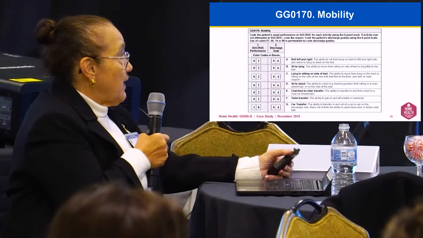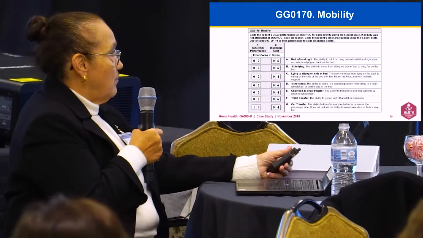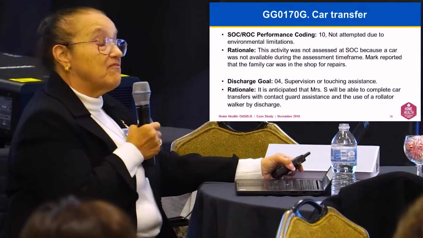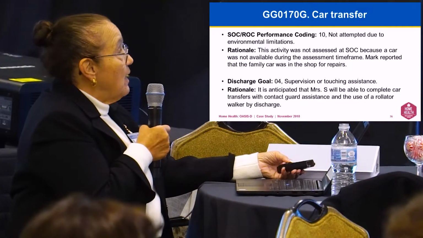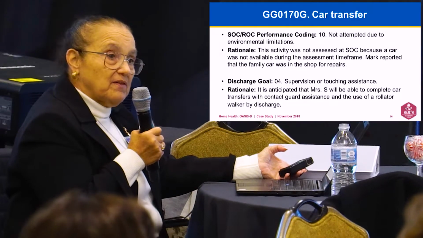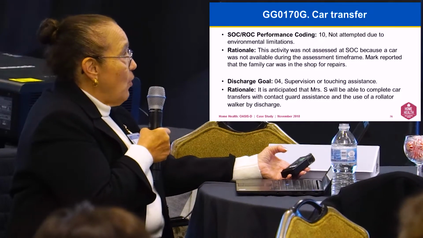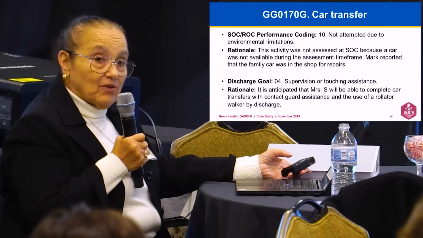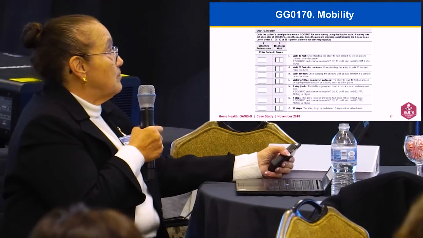Looking at car transfer, here we have scored our start of care as a 10 and our discharge as an 04. The rationale for this is that the car was not available during the 5-day assessment window. Therefore, we scored this as 10, and we were unable to do this for environmental limitations. This is, again, one of the newer codes, and it certainly is a helpful one to be able to use. Discharge goal here is 04. It is believed that Mrs. S will return to this level and be able to make this transfer with contact guard and her rollator walker.